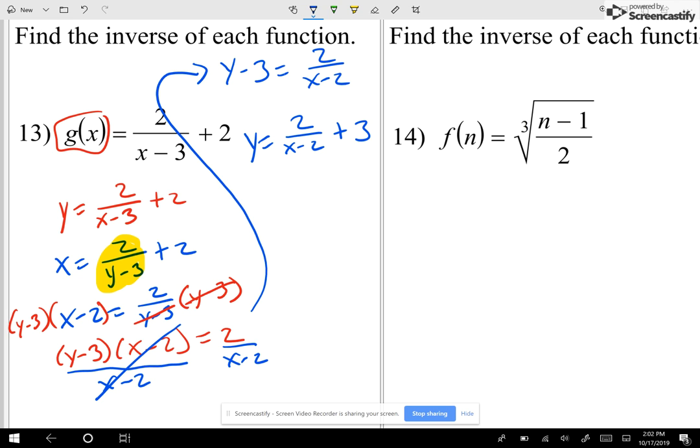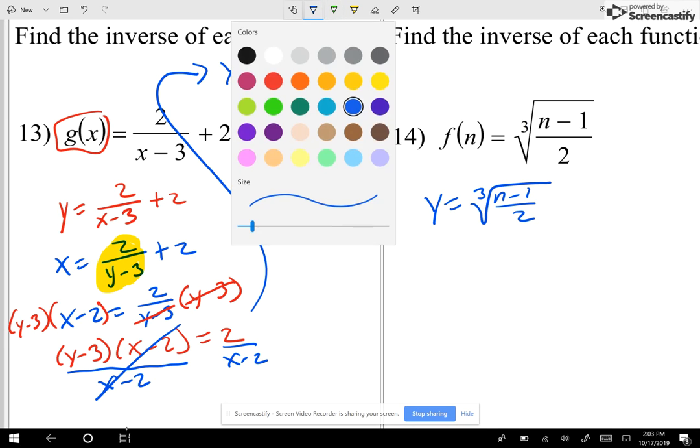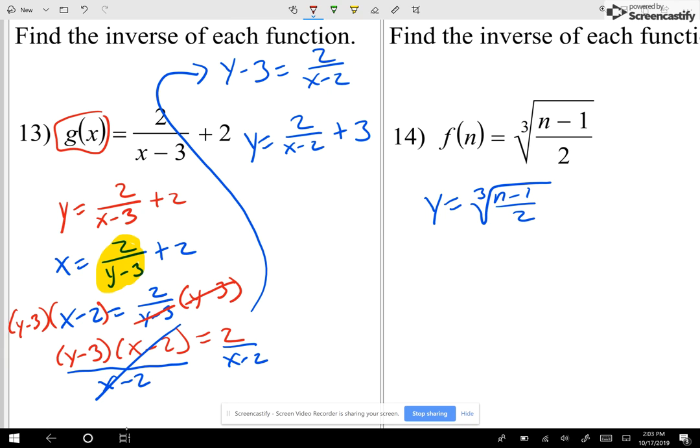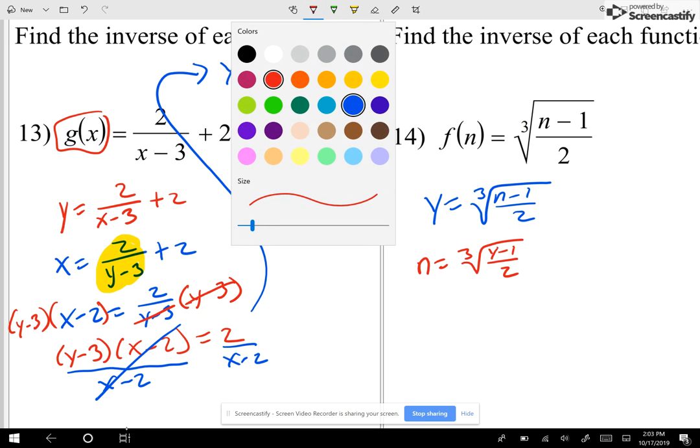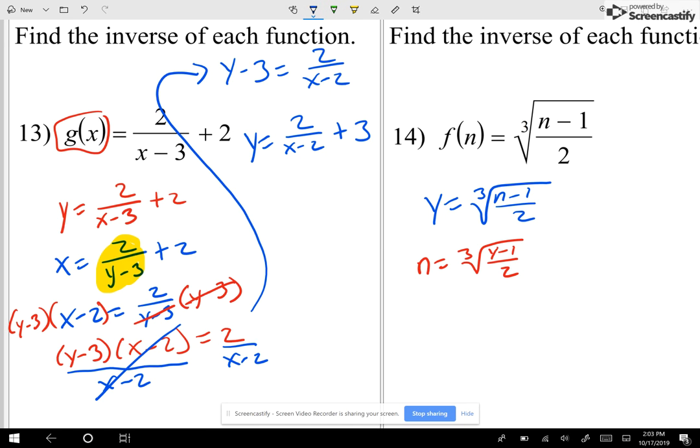Right, let's take a look at number 14. I'm going to write this as y equals the cube root of n minus 1 over 2. The y and the variable are going to switch places. So let me write this as n equals the cube root of y minus 1 over 2. There's nothing outside of the radical, so I can get rid of the radical. If there was anything outside, I would get rid of that something first. So in this case, I'm going to get rid of the radical. I know radicals and powers undo each other. So I get that n to the third is equal to y minus 1 over 2.